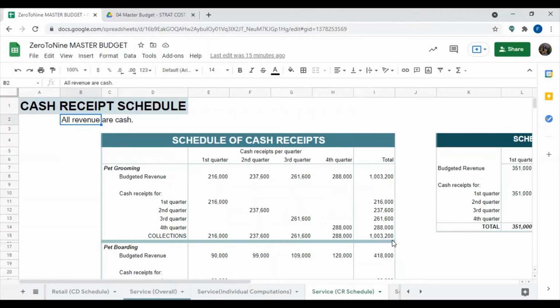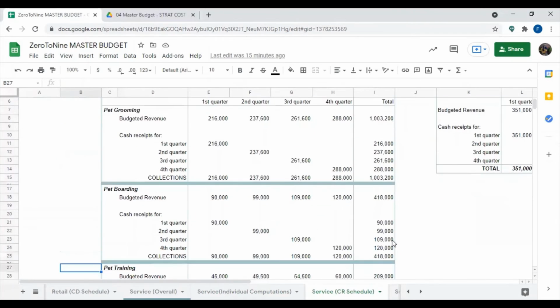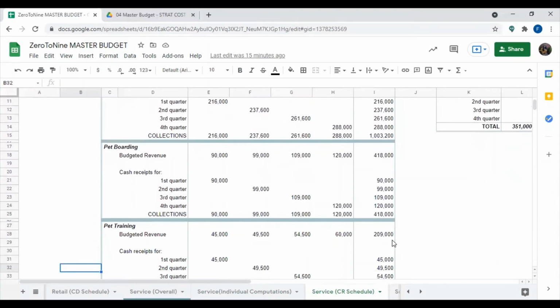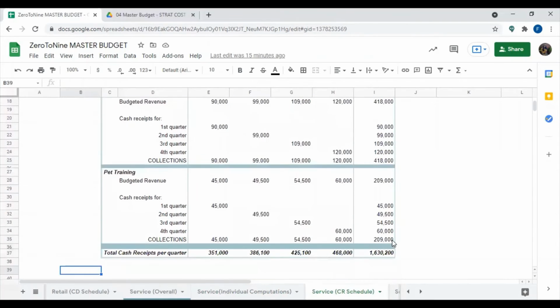This schedule will be the same for all services given the computed budgeted revenue for each quarter. Thus, the total cash receipts per quarter is 351,000 for the first quarter, 386,100 for the second quarter, 425,100 for the third quarter, and 468,000 for the fourth quarter, with a total cash receipts of 1,630,200 for the whole year.